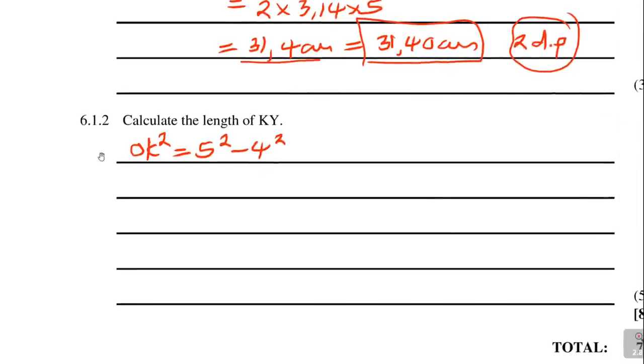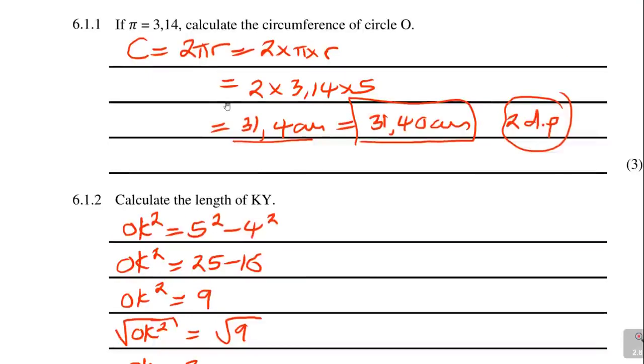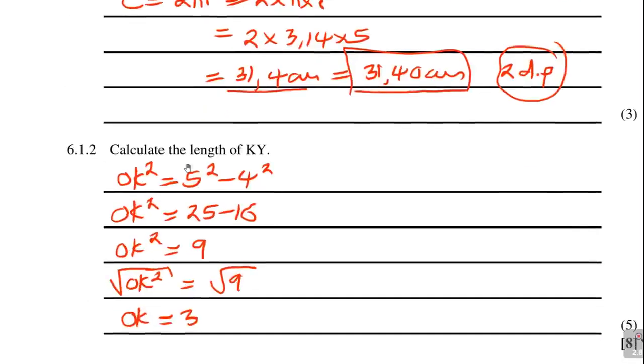So some prefer that. It's the theorem of Pythagoras, which is OK squared is equal to 25 minus 16. And then OK squared is equal to 9. How do you get OK? Then you square root here. OK squared, you square root, is equal to the square root of 9. So OK is equal to the square root of 9, which is 3. But don't forget what you're dealing with. You are dealing with centimeters. So it's 3 centimeters.